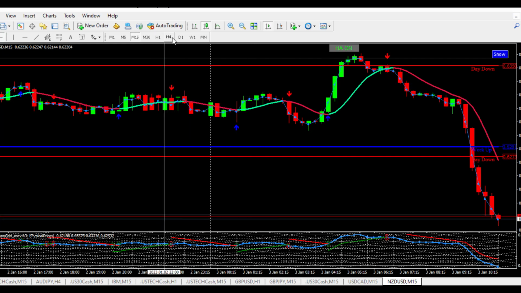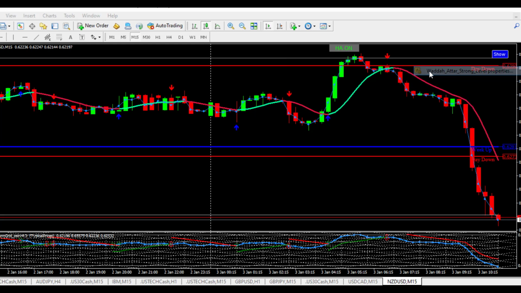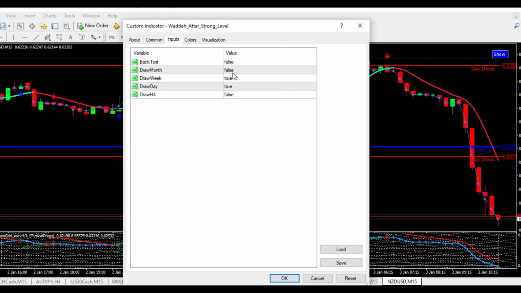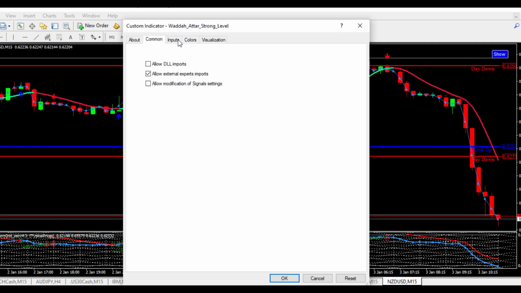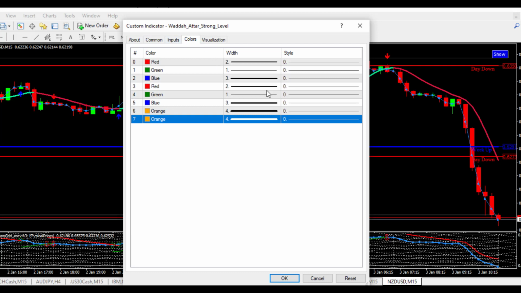But since this is weekly, if you look at it, I'm not using the hourly indicator. If you look at it closely, these are the inputs, draw month. So these are just the 4 hour, daily and weekly support and resistance. So it's not going to change every hour, because this is daily, H4 and weekly. That's why I have it. But if you want to use it on a higher time frame, you can just use it. But this is what I use.